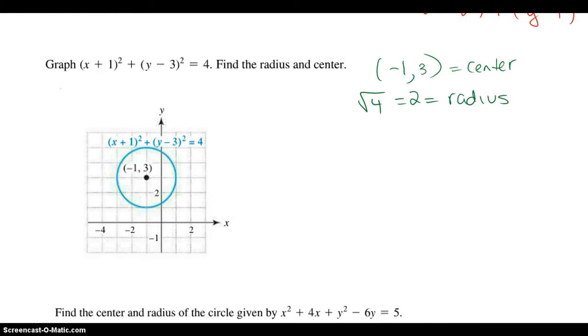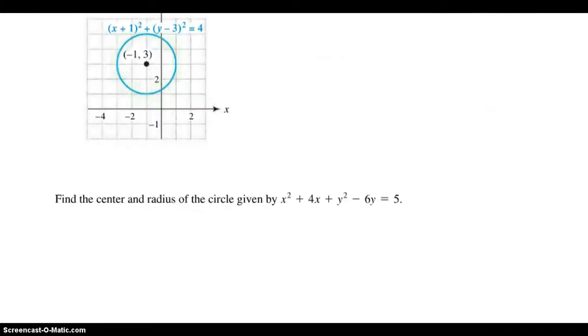What you need to do is complete the square. So let's go ahead and scroll down and do that. To complete the square, I'm going to put a space with my x's because I want to complete the square with my x's, and a space with my y's because I want to complete the square with my y's. And I'll leave the 5 over here.